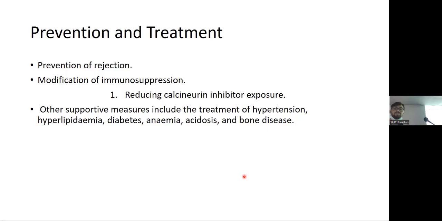And among patients with established CAN receiving CNI, some evidence suggests that a decrease of such therapy may be effective at preventing progressive kidney dysfunction. This includes regimens with or without CNI, that is the addition or substitution of mTOR inhibitors in case of CNI, such as sirolimus or everolimus, or substitution of mycophenolate mofetil for azathioprine or others. Other supportive measures include the treatment of hypertension, hyperlipidemia, diabetes, anemia, acidosis, and bone disease.